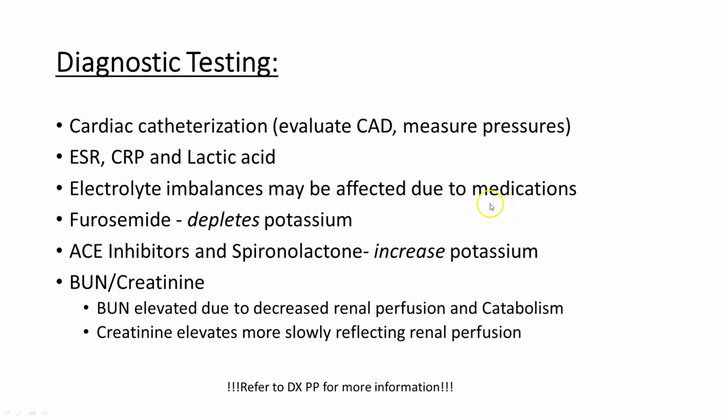Electrolyte imbalances may be affected due to medications. Again, your diuretics like furosemide decrease potassium. Be careful with your ACE inhibitors because they hold on to potassium. All right. We're going to check our BUN and creatinine levels because, of course, this could be related to issues in the renal system because of lack of perfusion. And now your body has been compensating for so long that it can no longer regain control of what it needs to do.